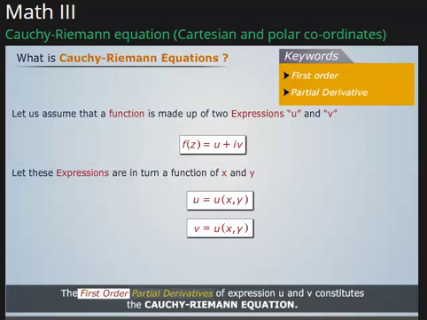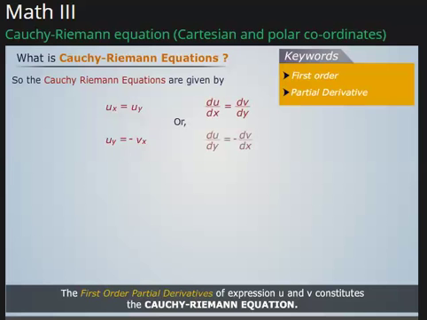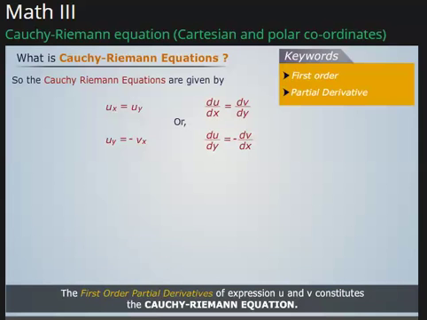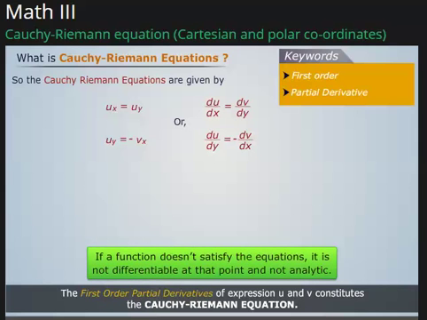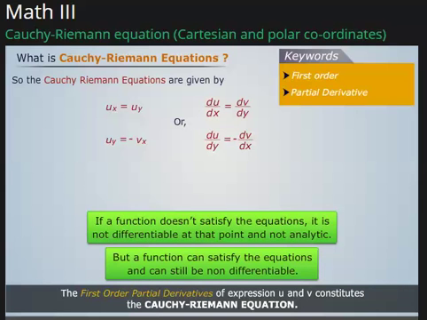Now the first order partial derivatives of expression u and v constitute the Cauchy-Riemann equations. So the Cauchy-Riemann equations are given by, or, these are the necessary conditions for differentiability and analyticity of a function. If a function doesn't satisfy the equations, it is not differentiable at that point and not analytic. But a function can satisfy the equations and can still be non-differentiable.